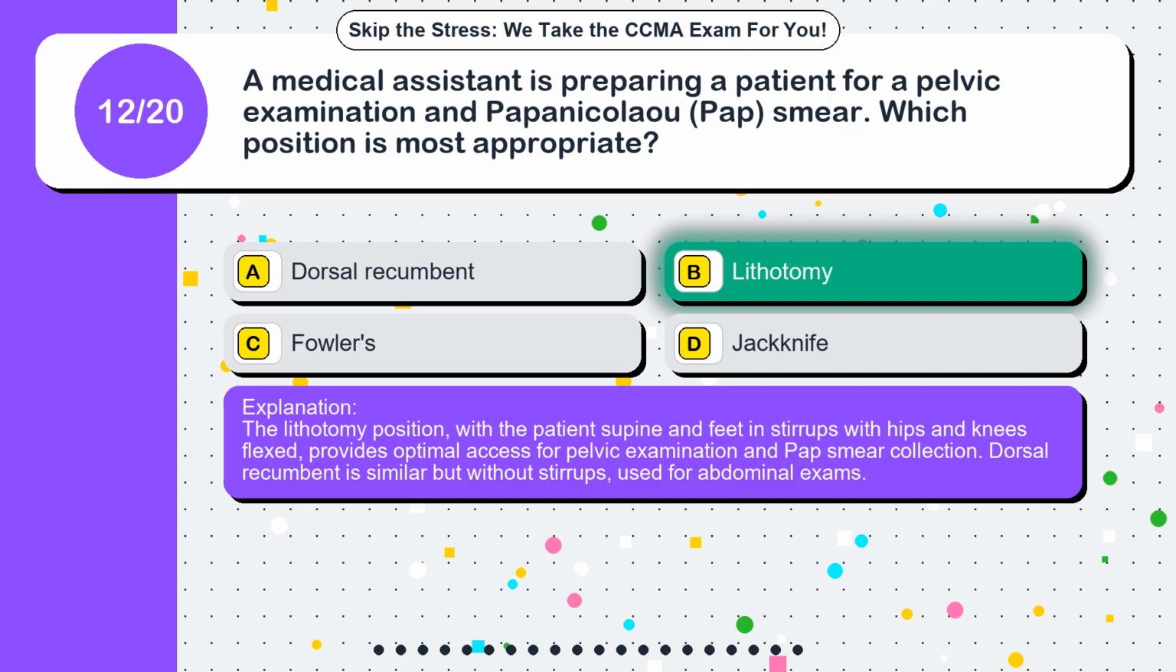The lithotomy position, with the patient supine and feet in stirrups with hips and knees flexed, provides optimal access for pelvic examination and Pap smear collection. Dorsal recumbent is similar but without stirrups, used for abdominal exams.